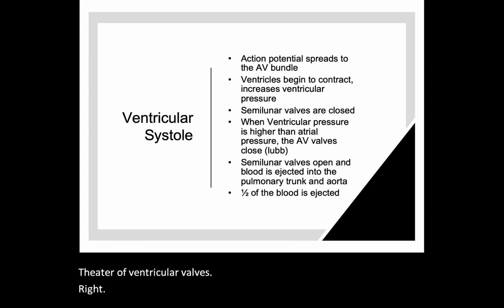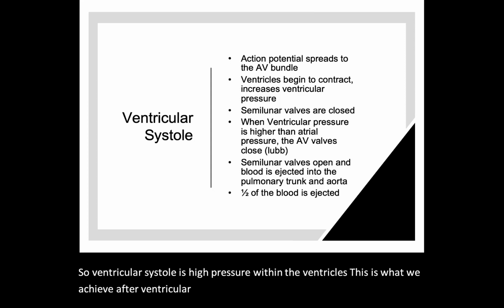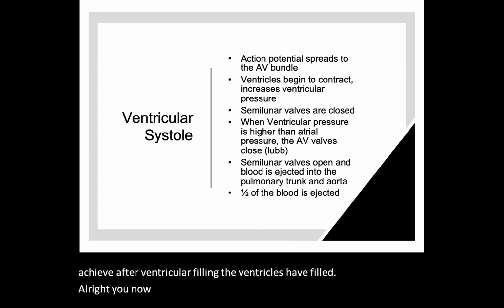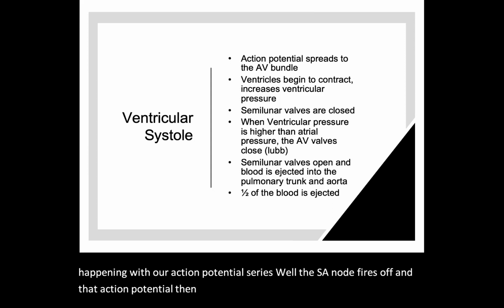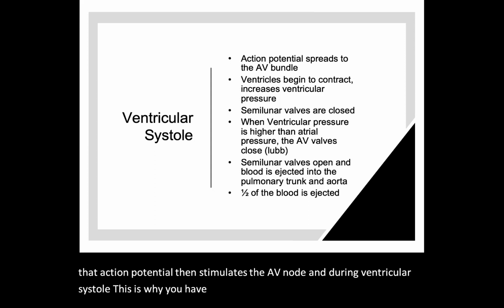So, ventricular systole is high pressure within the ventricles. This is what we achieve after ventricular filling. The ventricles have filled. Right? You now have high pressure within the ventricles. And so what is happening with our action potential series? Okay. Well, the SA node fires off, and that action potential then stimulates the AV node. And during ventricular systole, this is why you have a delay. Right, this is why you have your delay.